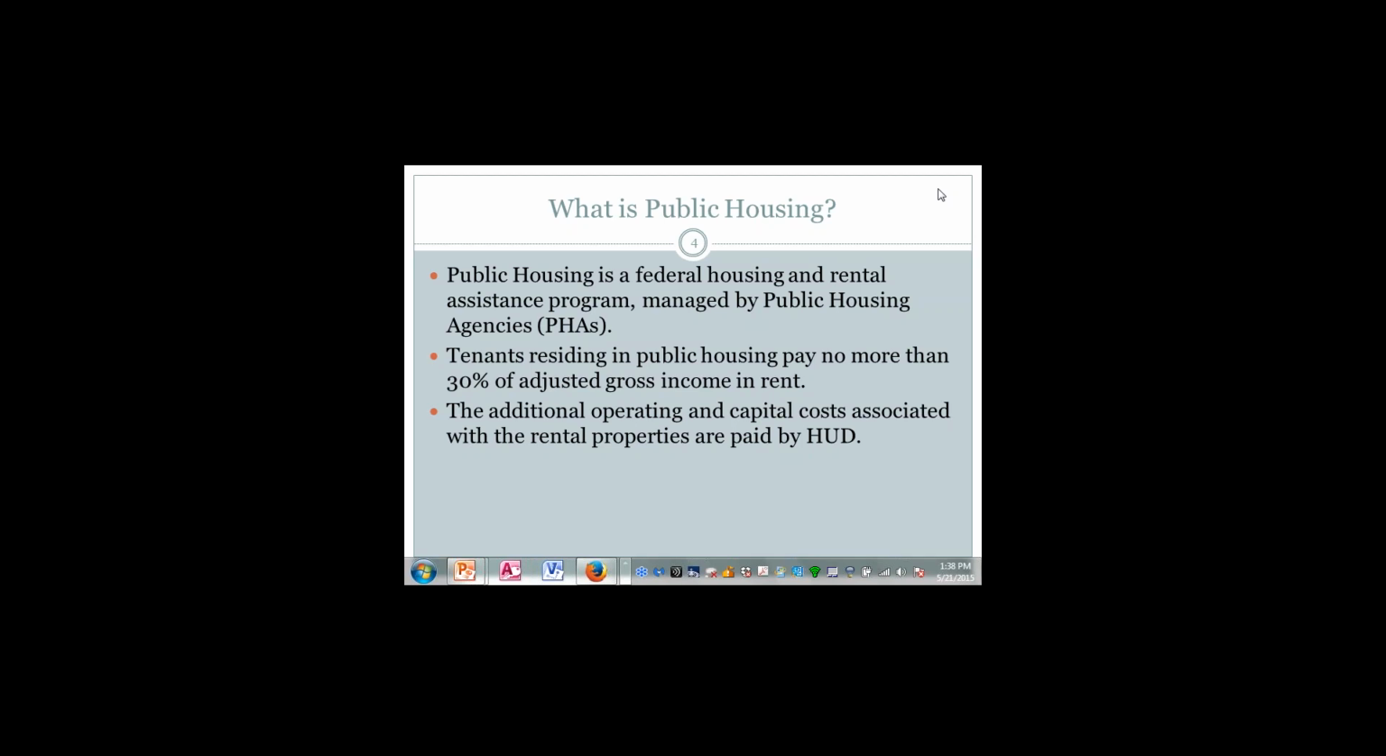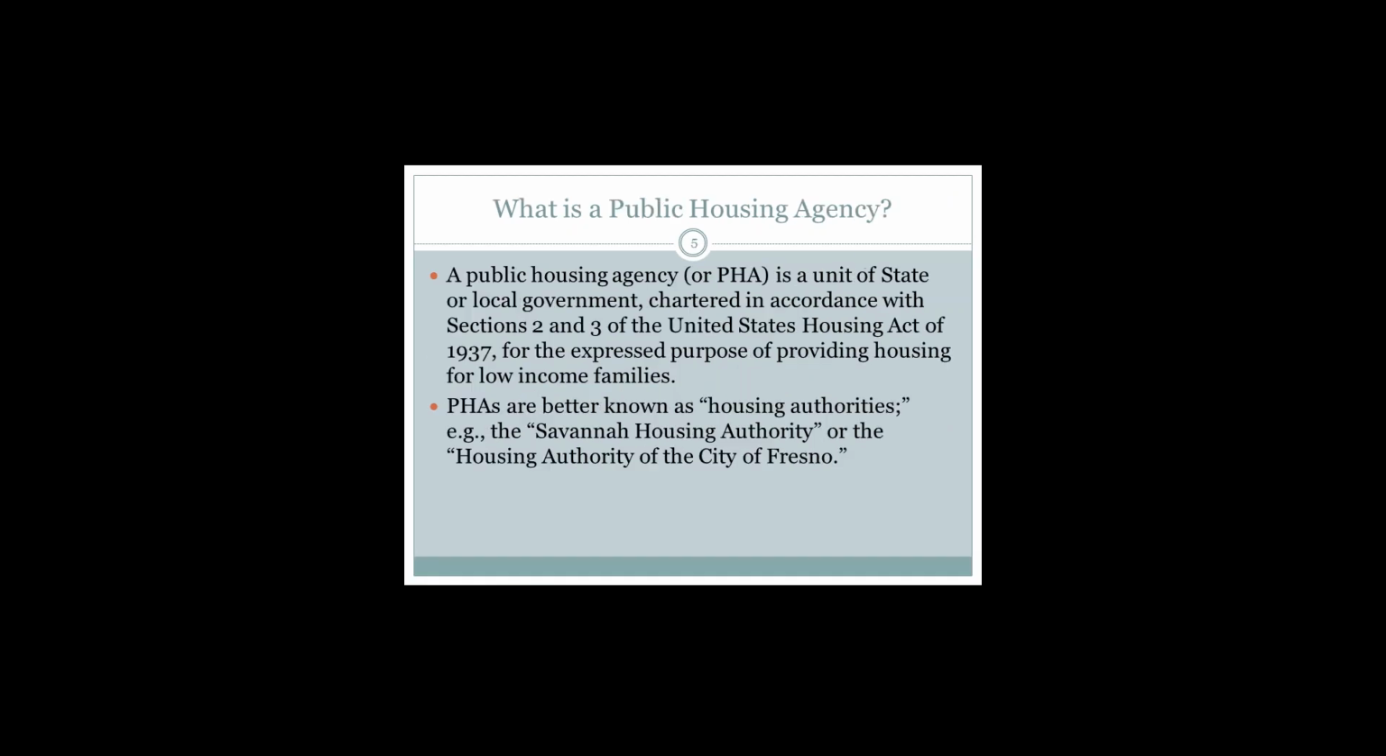Currently, tenants residing in public housing pay no more than about 30% of their adjusted gross income towards rent, which is governed by Part 5. I think it's pretty similar in housing programs as well. But this has not always been the case in public housing, and we're going to talk a little bit more about that later. And the additional operating and capital costs that are sometimes associated with the rental properties are paid by HUD. So basically, in addition to the tenant rents, HUD kicks in operating subsidy and capital funding associated with the needs for these properties. And needs we're going to use loosely, tongue-in-cheek.